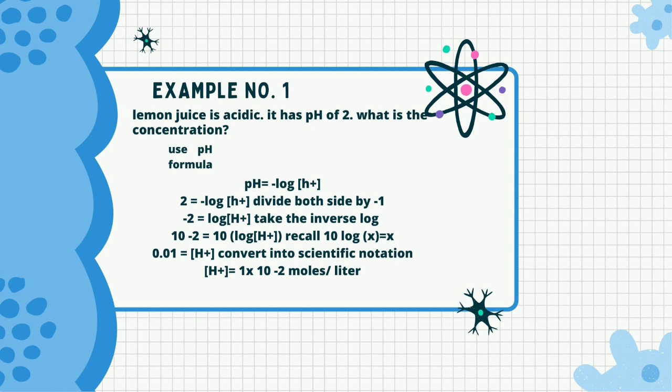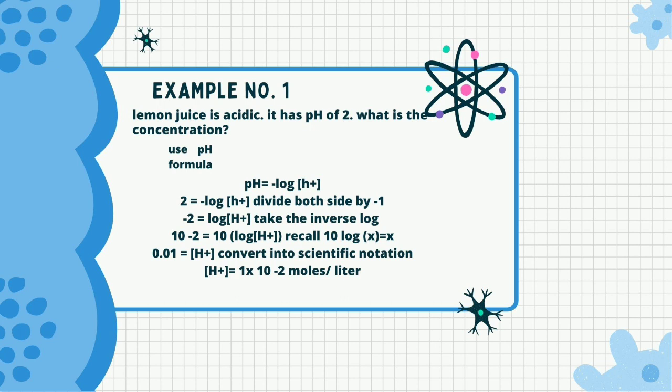So, ang iyang pH is 2. So, 2 is equals to negative log with the concentrations of H plus ions. Divide both side by 1. So, gi-divide siya both sides. So, ang iyang result is negative 2 is equals to log with the concentrations of H plus, kay gi-divide na nimo siya sa 1. Take the inverse log. So take the inverse log.